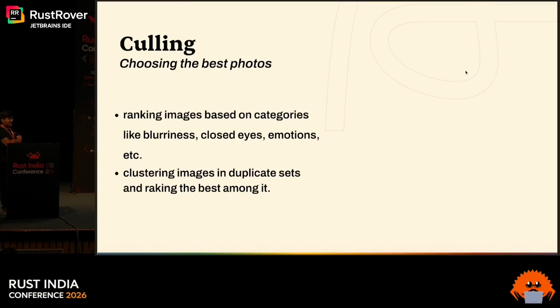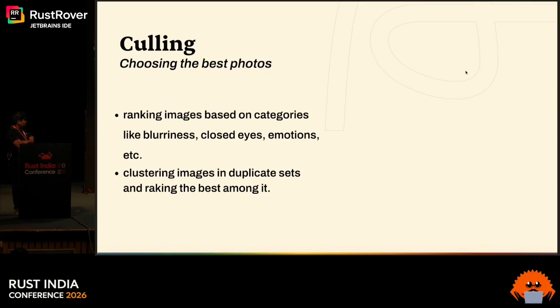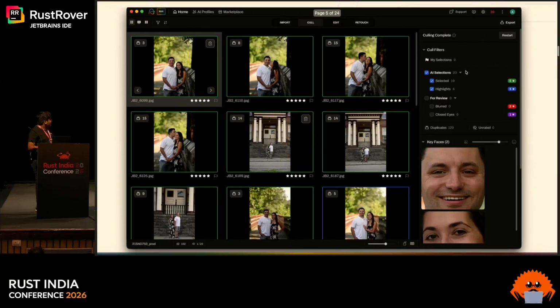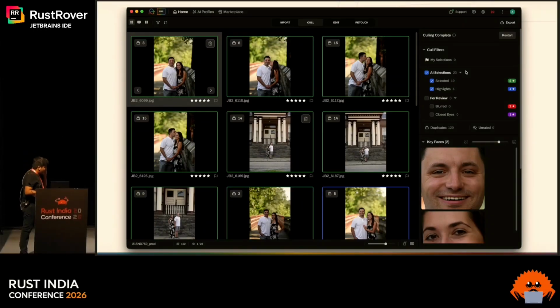Culling is a totally manual process right now, but what we do is we run our AI models and then we rank the images, and they allow the users to choose the photos faster. So that's culling. And this is how culling looks.